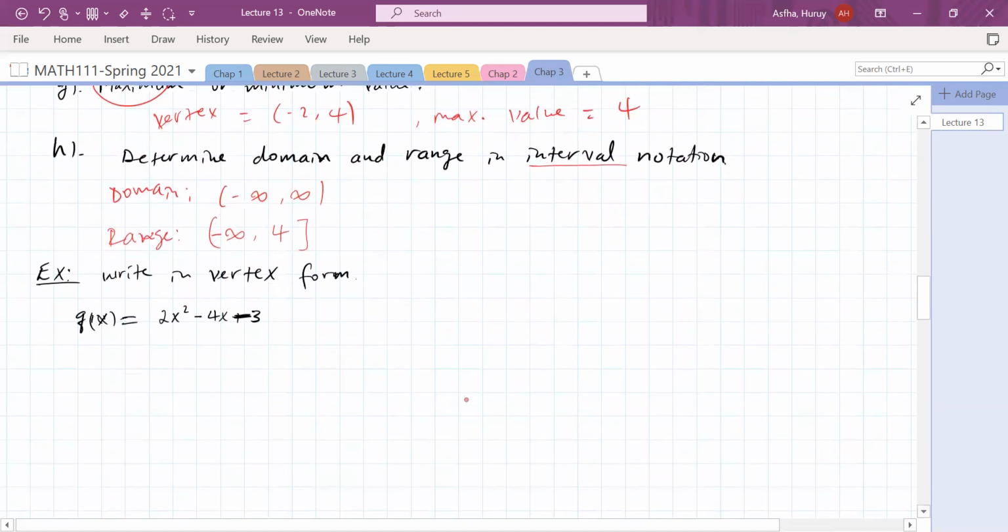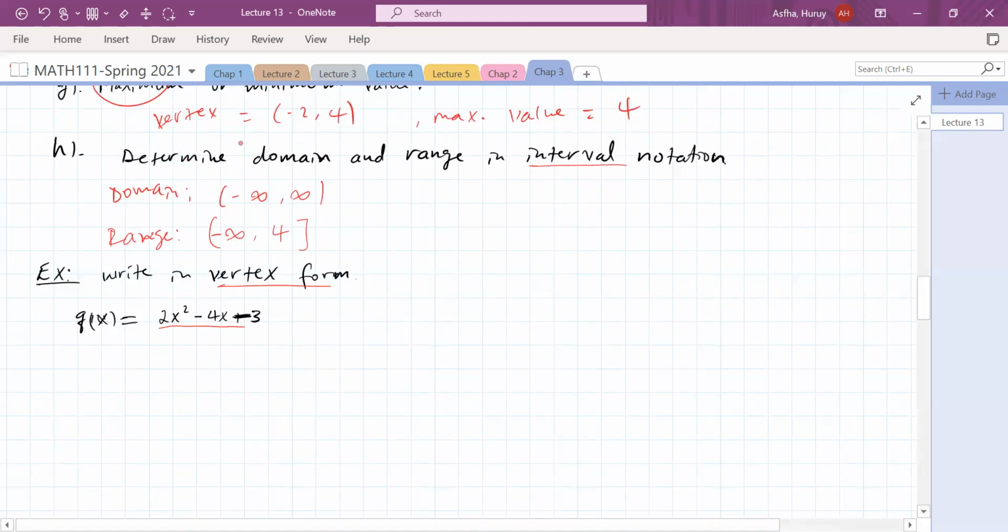Okay, all right, now we have a quadratic function written in standard form, and we are asked to write this one in vertex form. Now, this is the question. Now we have this, and let's say I ask you to rewrite this one in vertex form, but given this function, I can ask you all these questions that we answered up here.